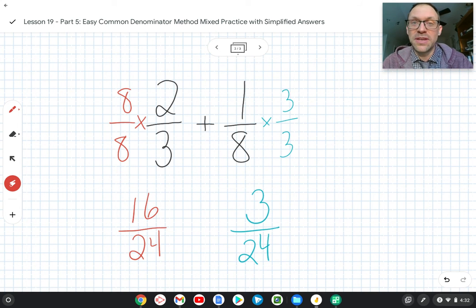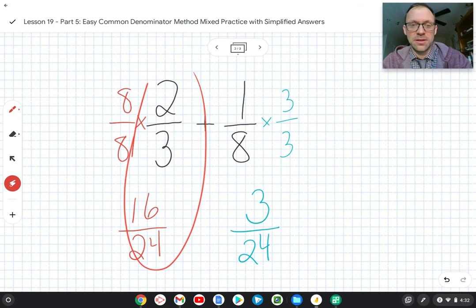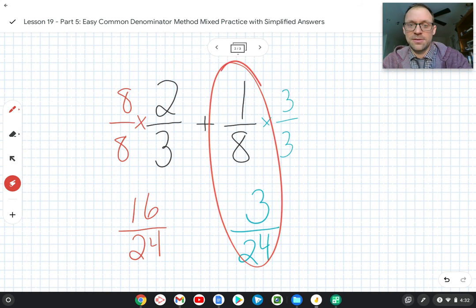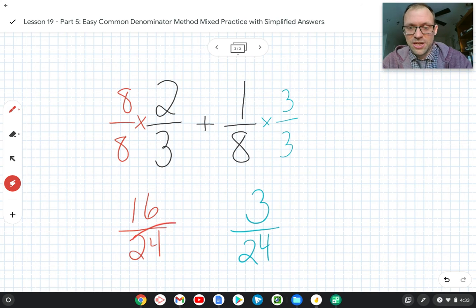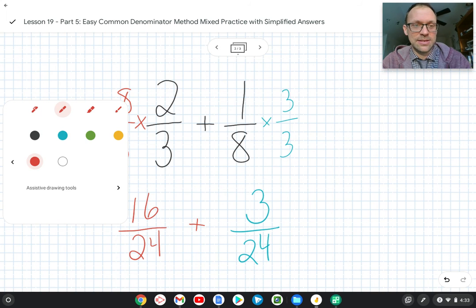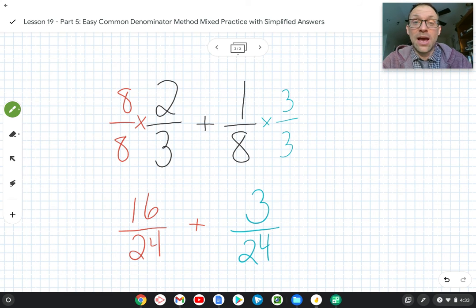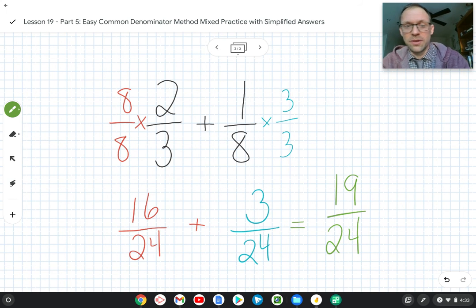And they have two important features. One, they're equivalent to the fractions we began with. And two, they share the same denominator. And that allows us to add. So let's bring that down. And let's see here, I'll change colors. We can now add. 16 plus 3 is 19/24ths. So I completed the same task with a little bit less writing.